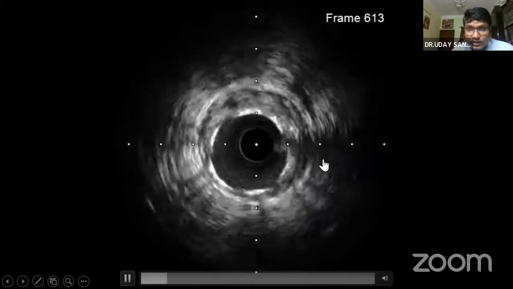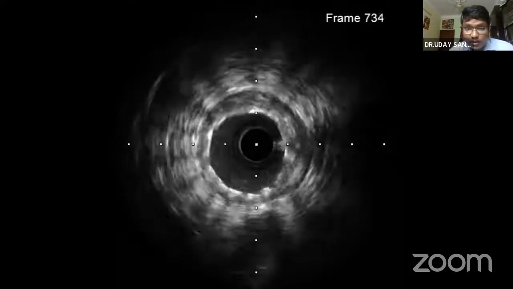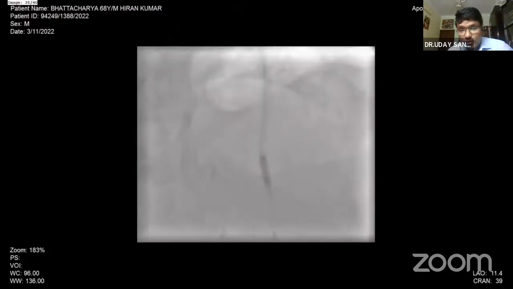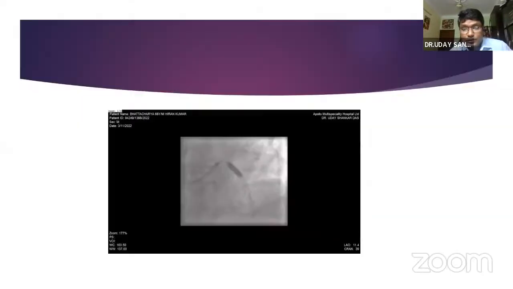So the stent was almost hanging within the vessel lumen. I went for post-dilatation of the LAD, distally with 2.7 followed by 3, and proximally 3.5 followed by POT with the 4.